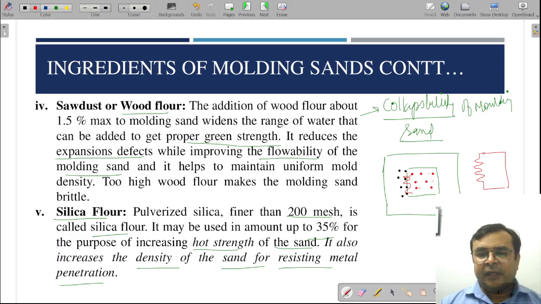So further, for getting the desired surface finish, you need to remove this extra material. To prevent this, we add silica flour. It is pulverized silica with a very fine particle size, and if you add it in the sand, then obviously this gap reduces, and hence it prevents the penetration of the molten metal in between the molding sand particles. So this is also called the hardness of the molding sand. Basically, the silica flour may increase the hardness of the molding sand.